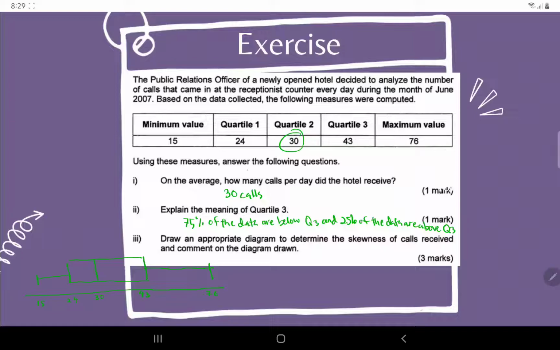And then comment on the diagram below. So kita kata the distribution is skewed to the right. Okay, so itu solution untuk this exercise.